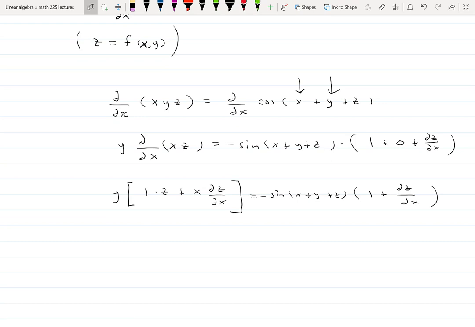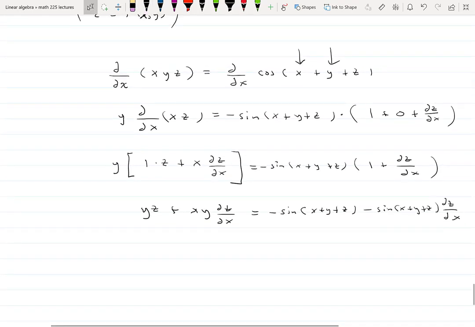Now it's just algebra. We're going to distribute the y on the left hand side, so we're going to have yz plus x y partial z partial x equals, I'm going to distribute the negative sine of x plus y plus z into the 1 plus partial z partial x. So I'm going to distribute times 1 minus sine of x plus y plus z times partial z partial x.